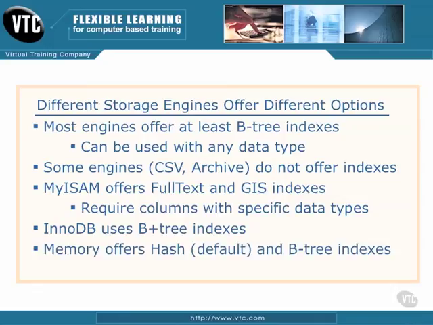The memory storage engine offers us both hash and B-tree indexes. A hash index is more efficient for finding an exact value, but is completely useless for finding ranges of values. Still, hash is the default index type for a memory table, so if we want a B-tree index with this storage engine, we must specify that.